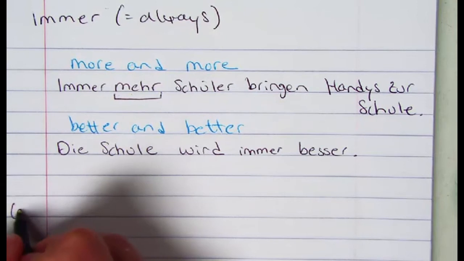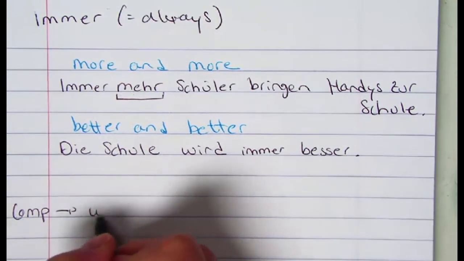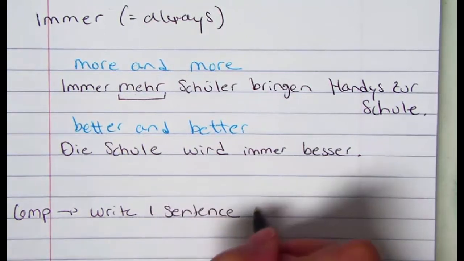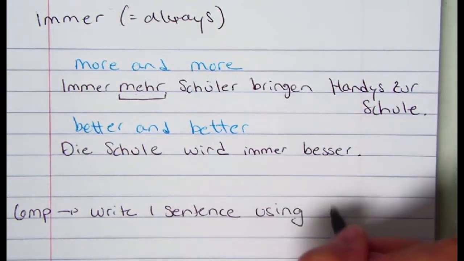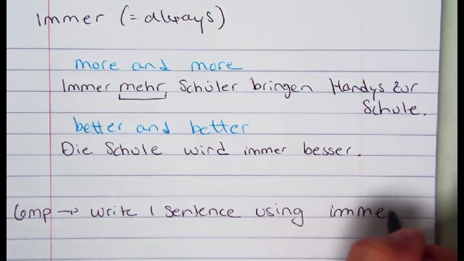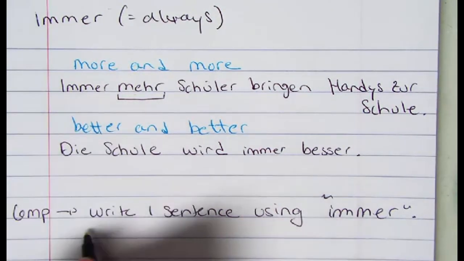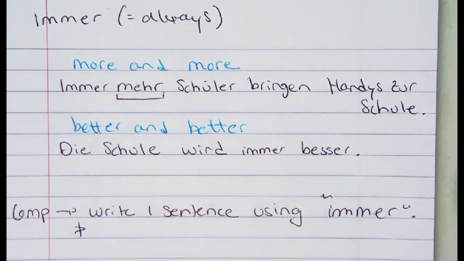Okay, I want you to come up with one sentence on your own. So in your composition book, write one sentence using this immer. Okay? I'm going to come around and check that. Make sure the date is next to it as well so that I know that it is from this lesson.